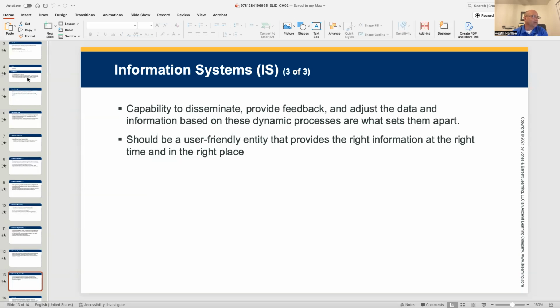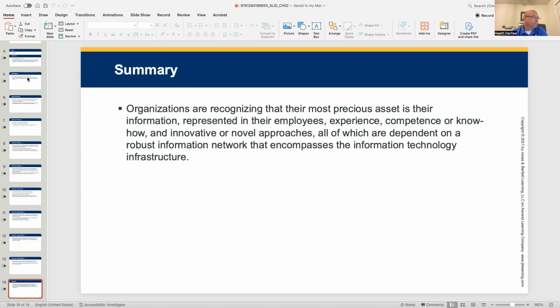Information systems also provide the capability to disseminate, provide feedback, and adjust the data and information based on these dynamic processes, which is what sets them apart. They should be a user-friendly entity that provides the right information at the right time in the right place. Even your laptop or your iPad can be considered an information system. You're putting information in, and you're using different programs within it to get outputs or reports, whether it's Microsoft Excel, Microsoft Word, SPSS, PLS. There are all kinds of different programs out there. We have a lot of options and opportunities when it comes to information systems.